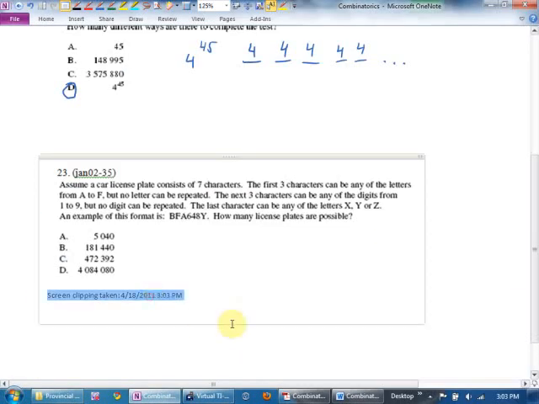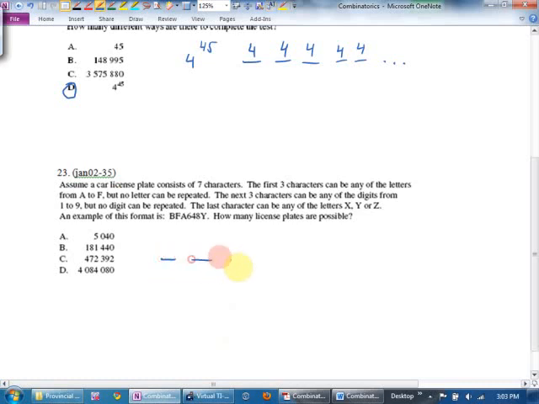And this is a classic question. License plates are easy for us to make nerdily interesting questions. It says, a car license plate consists of seven characters. One, two, three, four, five, six, seven. The first character can be any of the letters from A to F, but no letter can be repeated. So A, B, C, D, E, F, that's six letters, but I can't repeat, so there's five left, then four left. Using our fundamental counting principle.